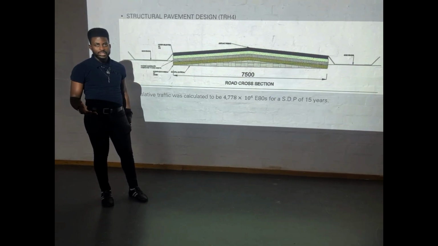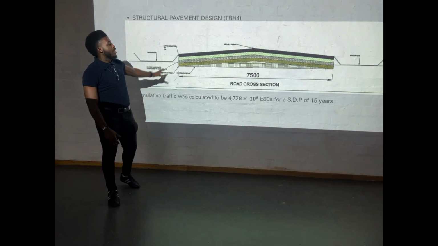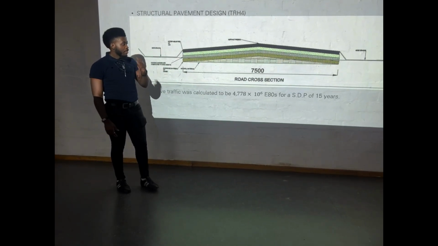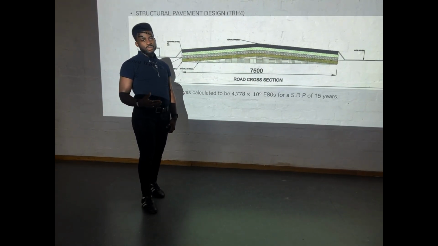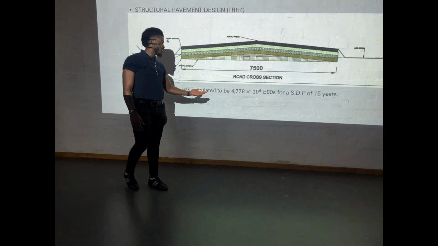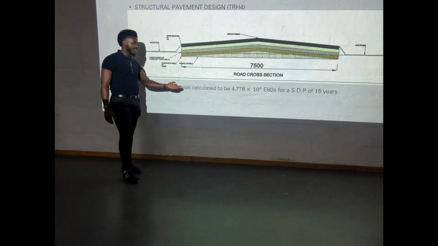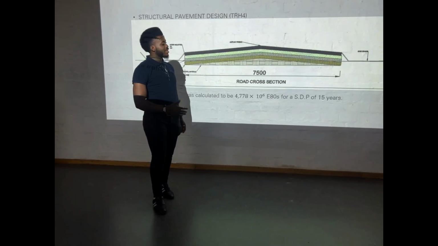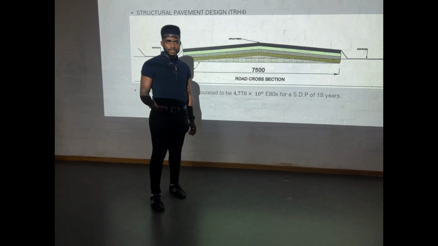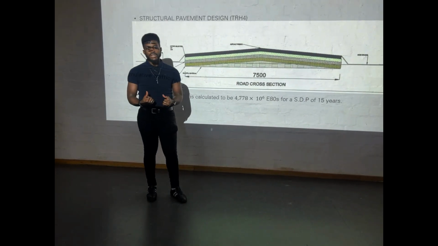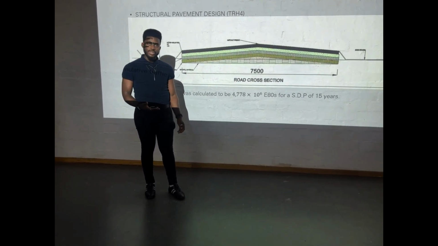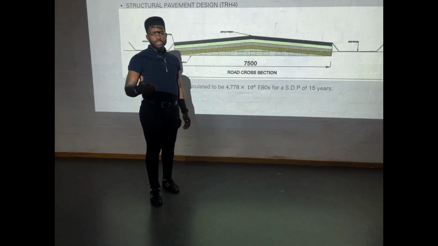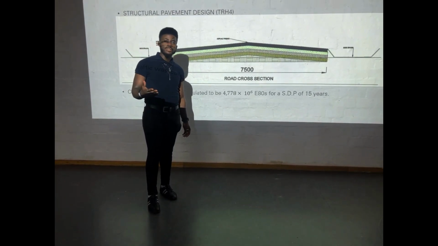Therefore, we had to add another layer and come out with a pavement design which has 4 layers. After doing all those calculations, we came to this cumulative traffic, which is 4,778 times 10 to the power 6 E-acres over a structural design period of 15 years. Also going to the fact that this road is in a residential area. Those calculations were done using the TRH 4 guidelines.